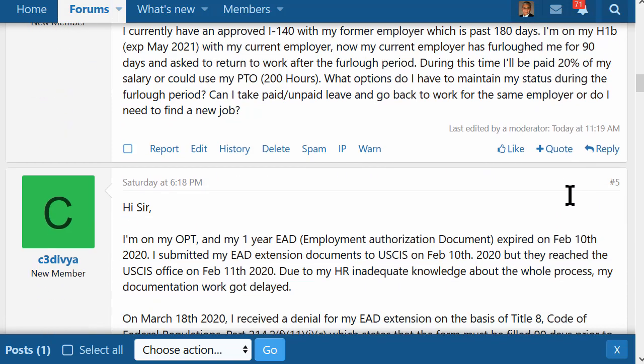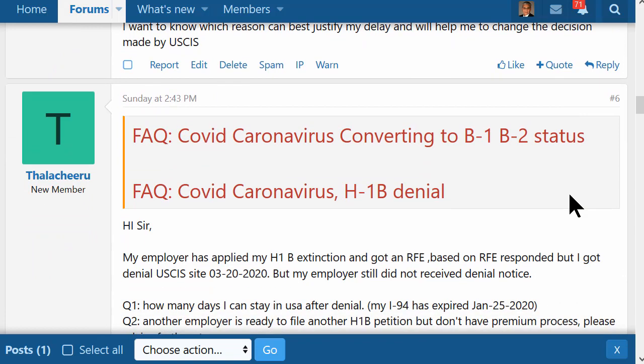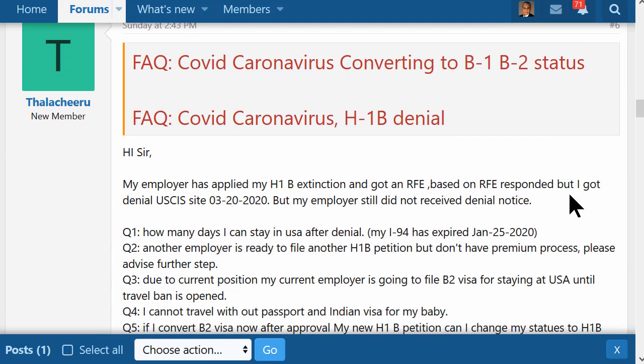Okay. Let's go on to the next coronavirus question. There are two here, and this is important. Converting to B1, B2 status. And then the second part is what to do after an H1B denial. Now you guys, listen to this part very carefully, because a lot of you who have been laid off can use this to maintain status.